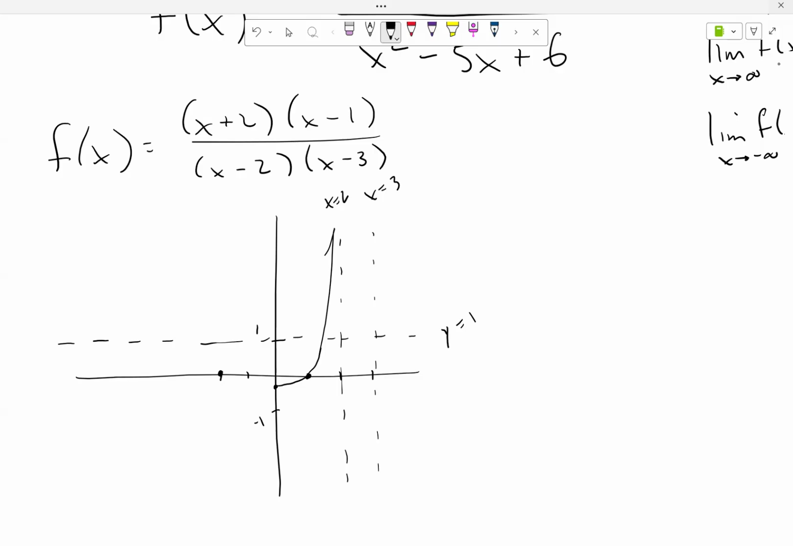Not sure. It can't cross a vertical asymptote, but horizontal asymptotes can be crossed. They aren't always crossed. Okay, so Connor, if I'm picking up what you're putting down, it's just going to go like this. Is that right? Did I pick it up correctly?